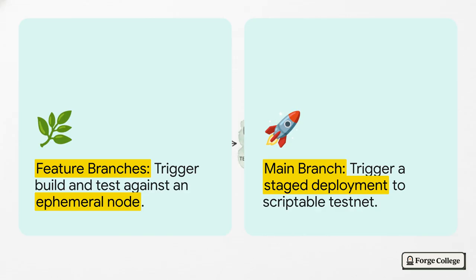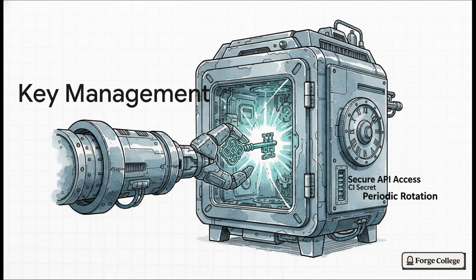It's all about explicit branches mapped to explicit environments. Now, for the operational detail that can literally make or break a Web3 project: key management. I seriously don't think I need to explain the catastrophic, career-ending chaos of accidentally pushing a production key to a public GitHub repo. Don't be that person.